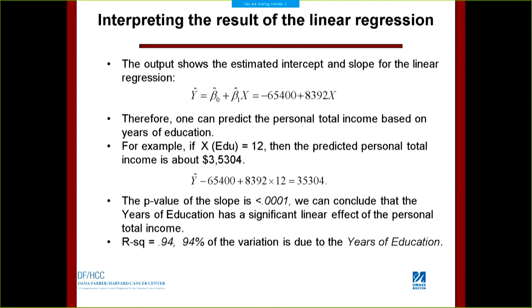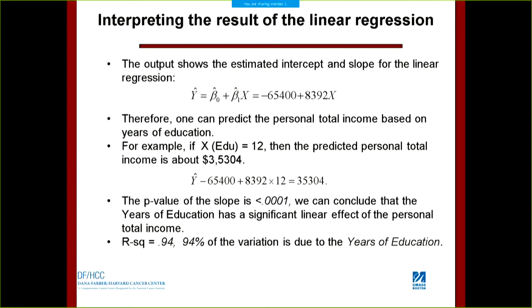So here I will try to calculate those predicted values. For example, if the years of education is equal to 12, I plug into this predicted equation to do the calculation. We predict the personal total income is about 35,000, so it's a positive value. If x equals 0, then you get the negative value, but usually years of education equal to 0 never happens.